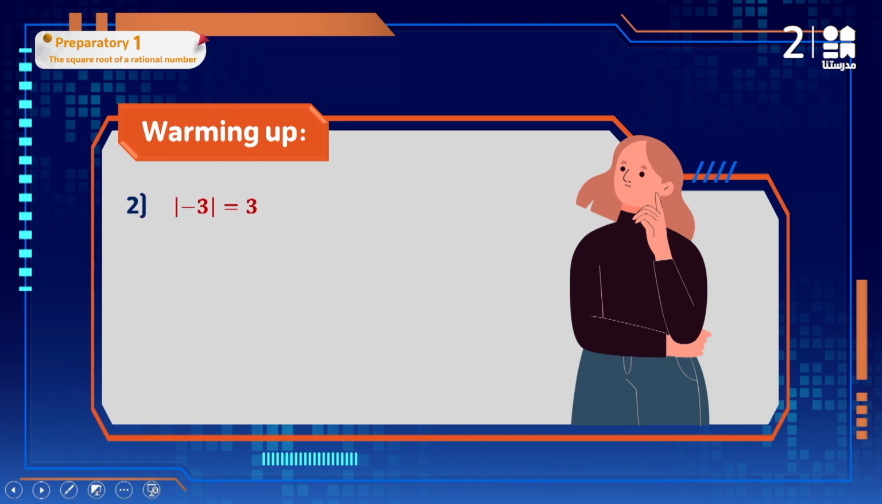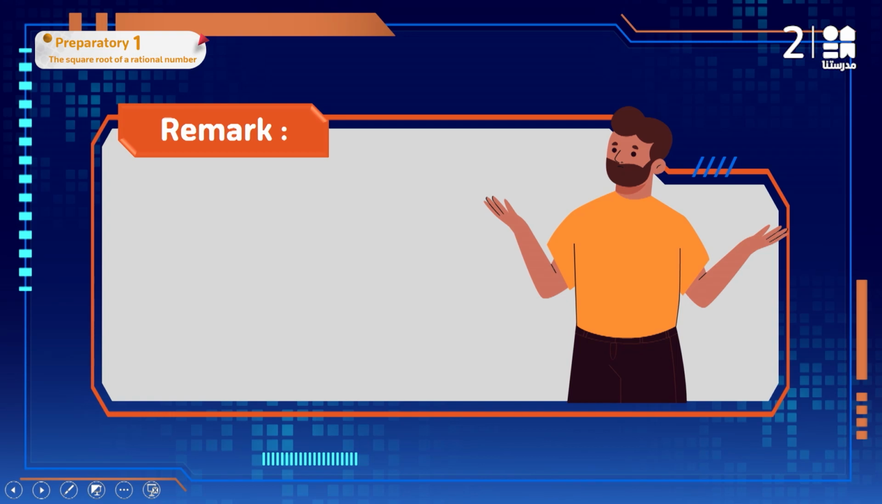Number 2, the absolute value of negative 3 is 3, always a positive number, or without sign. Number 3, 0.36 we can write as a fraction, 36 over 100, because there are 2 decimal places, so we write 100 because 100 has 2 zeros. That's what we need in today's lesson.